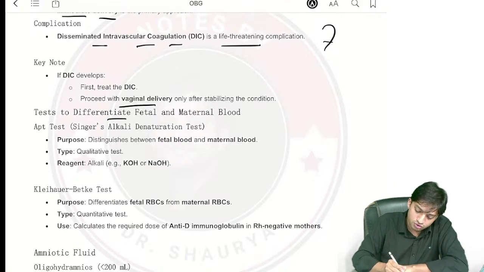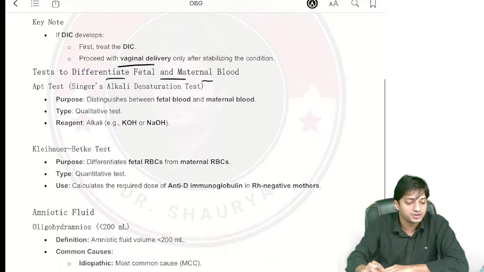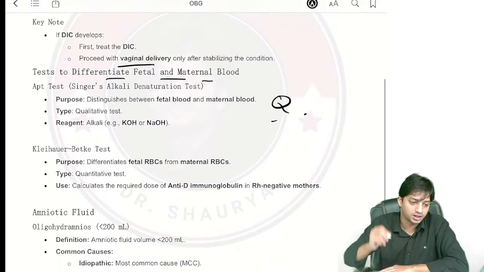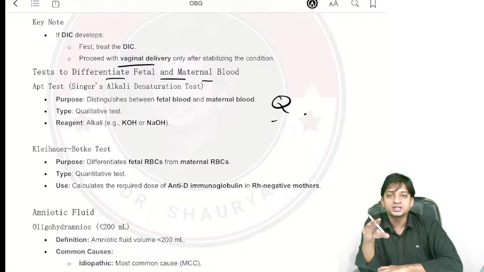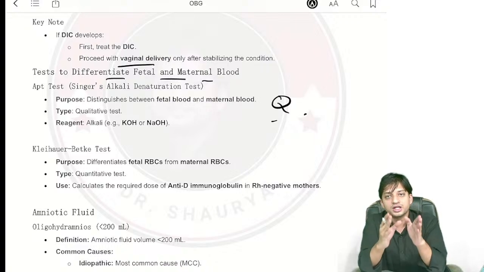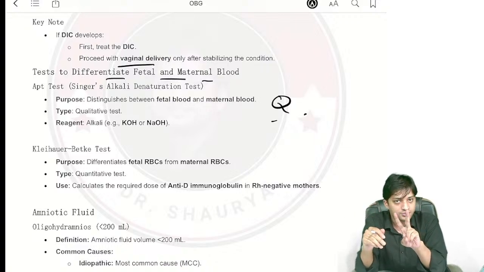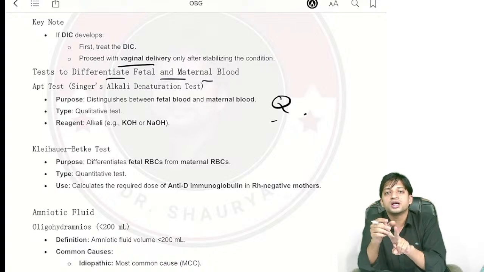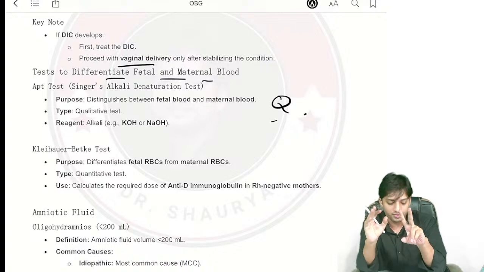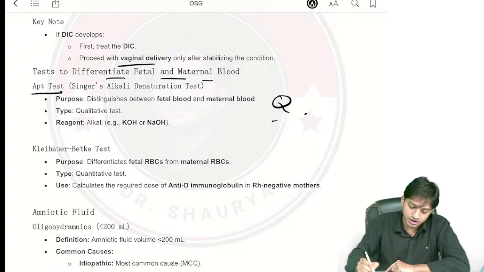Now, tests to differentiate fetal and maternal blood. This is a very frequently asked question and topic, right? This is how you differentiate between the fetal blood and the maternal blood. Two types of tests they tell you. One is the qualitative test and the other is the quantitative test. Very frequently asked. One is the Apt test or Singer's alkali denaturation test.